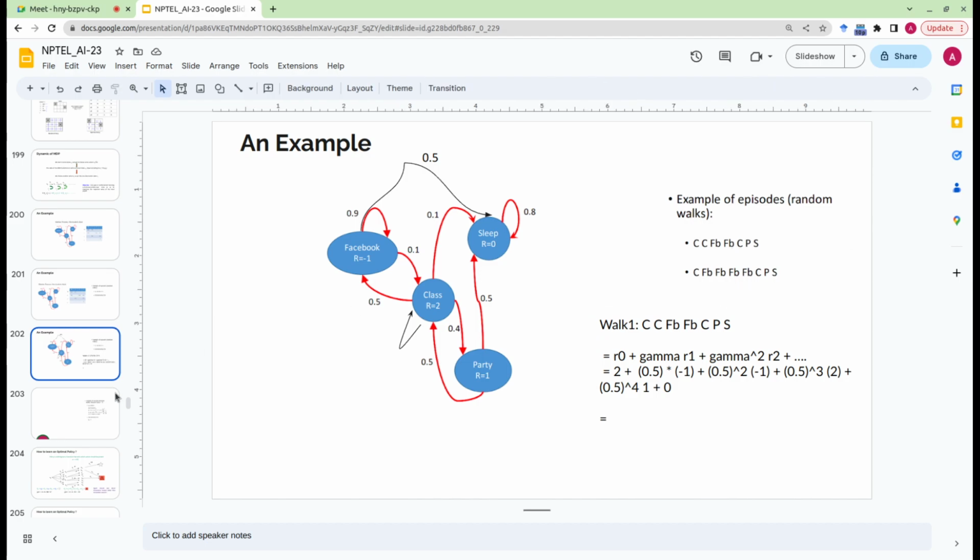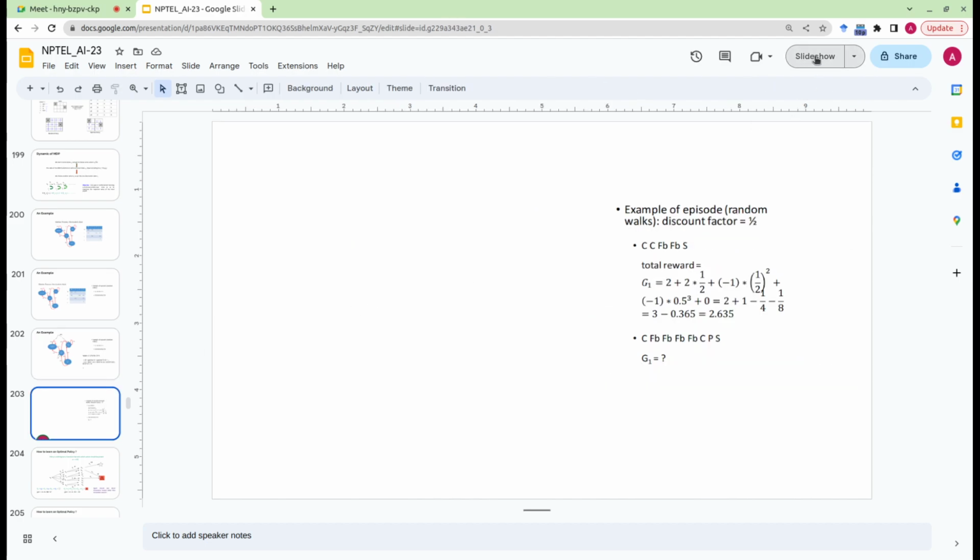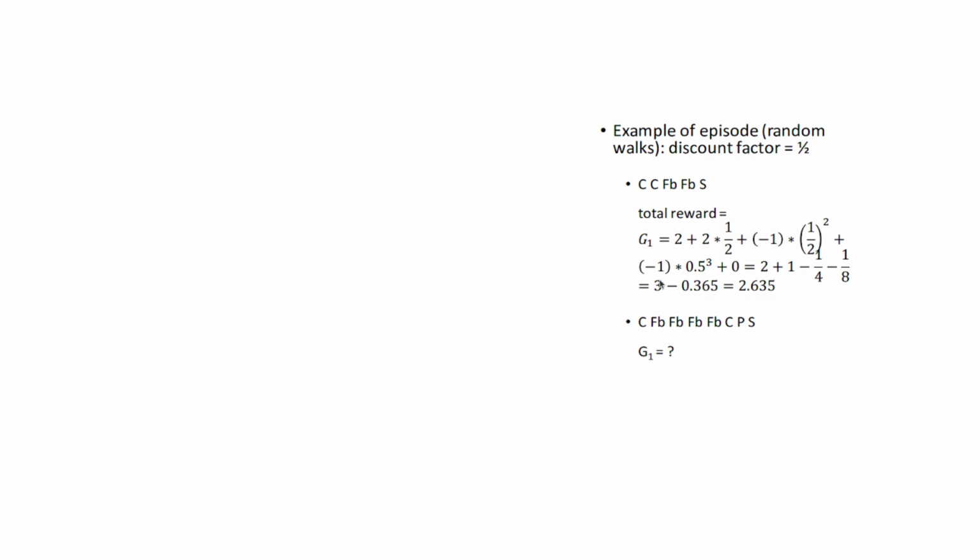Similarly, you can calculate also for the other problem, right? So this was the solution. It would be from class to class, 2 plus 2 into 1 by 2. This is the gamma squared, gamma cubed, and everything is happening. And finally, we'll sum it up, it will come to something like 2.63. Don't get confused with the 3 minus, because some numbers become 3. Positive numbers would be 3 and negative 1 will do 0.65.